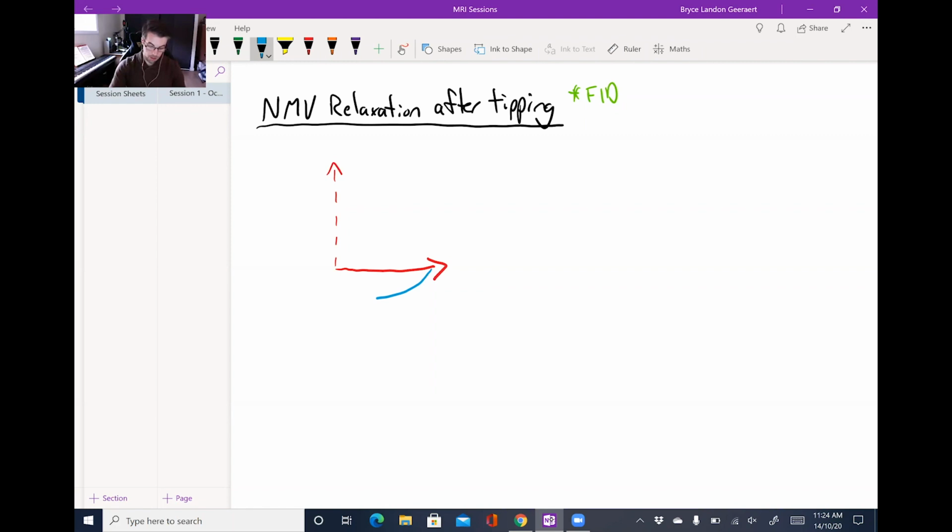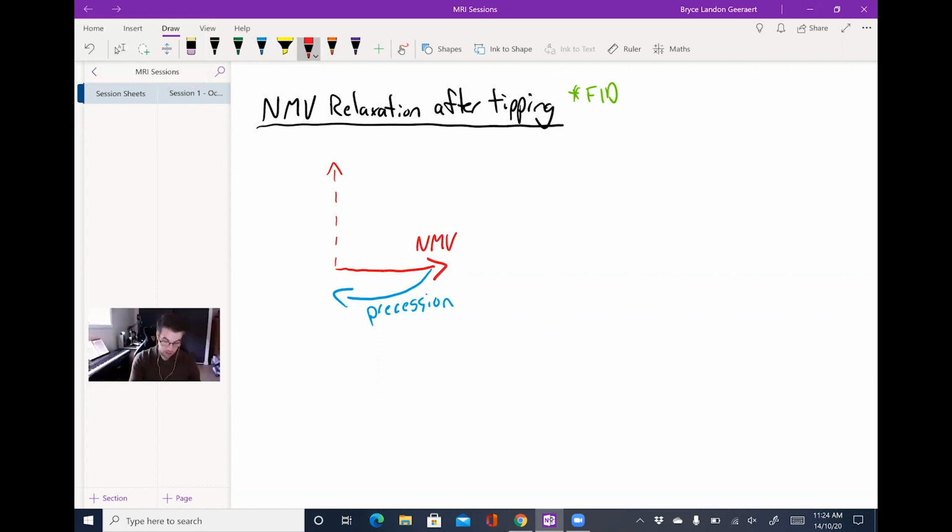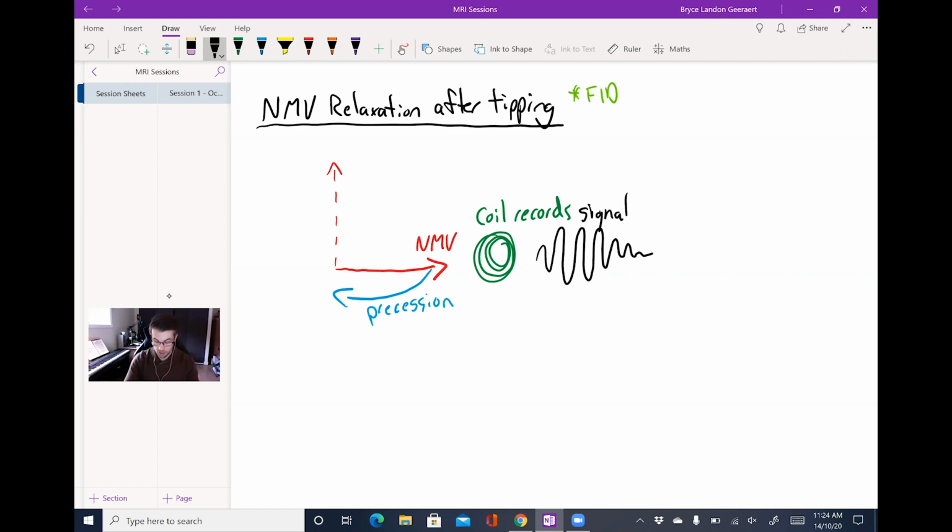So just to finish this diagram here, we have the NMV, it's precessing. And then we have a coil of wire, which I'm going to make green here for some reason. What a beautiful coil. And I'm going to record a signal that is represented by a sine wave that gets bigger and gets smaller. If you're wondering about that, we'll touch on it probably next session.